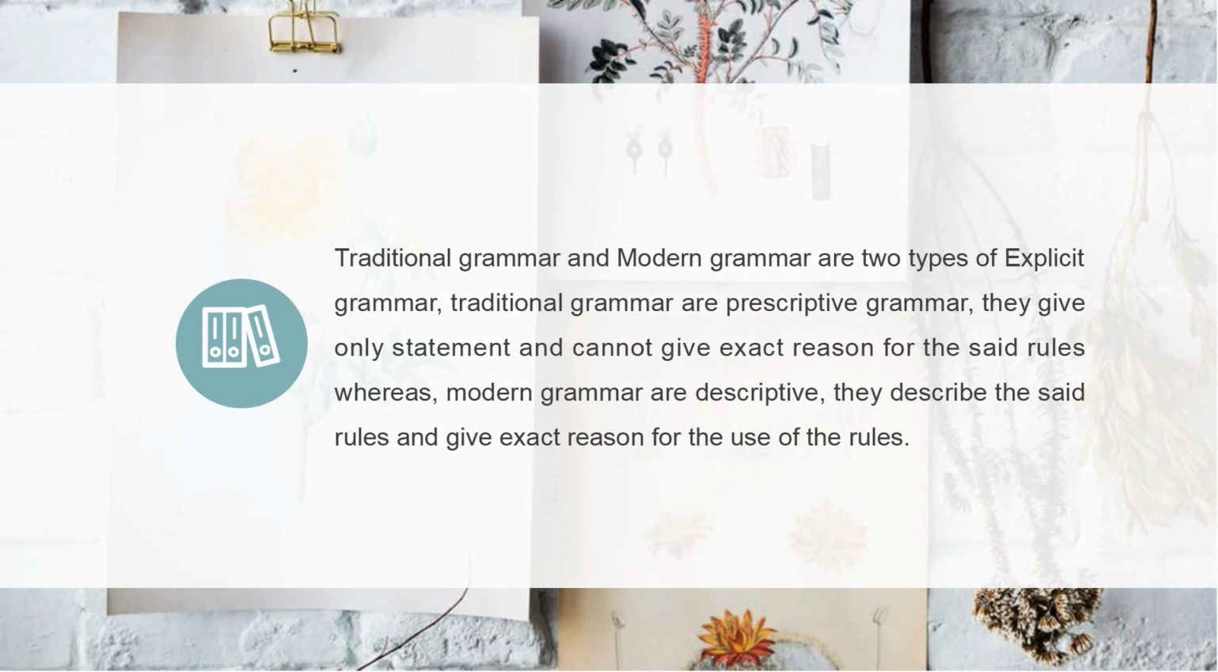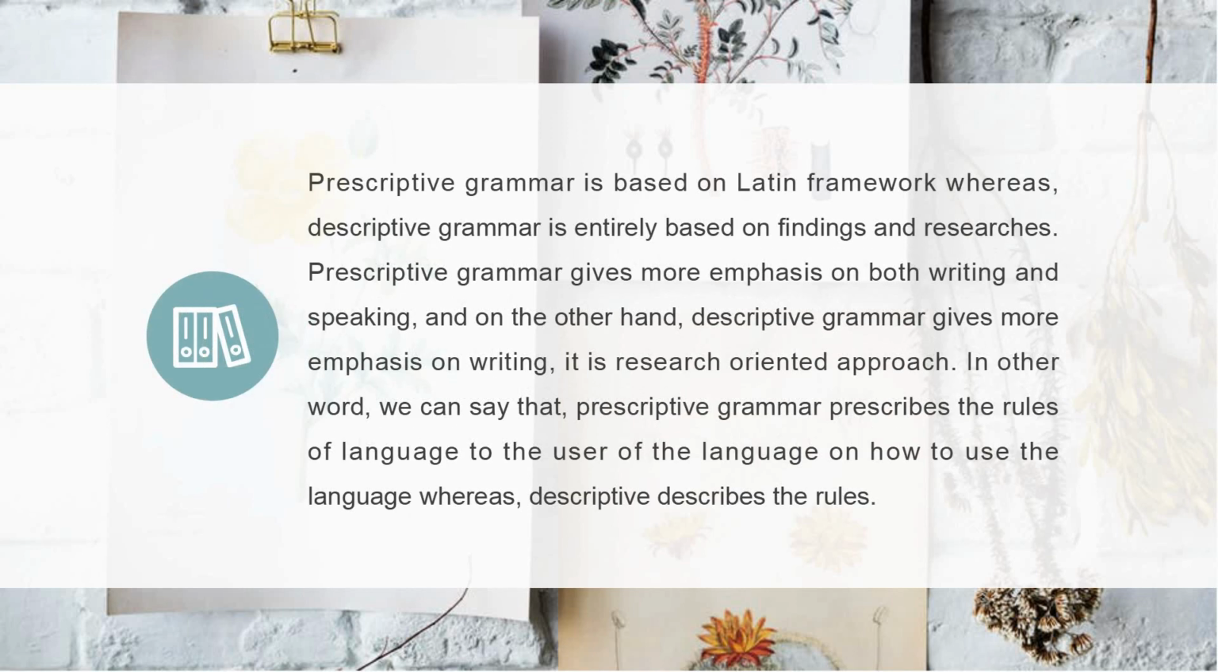Traditional grammar is prescriptive grammar. They give only statements and cannot give exact reasons for the set rules, whereas modern grammar is descriptive. They describe the set rules and give exact reasons for the use of the rules. Prescriptive grammar is based on Latin framework, whereas descriptive grammar is entirely based on findings and researches.